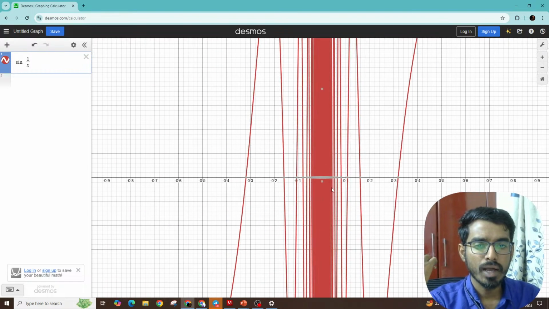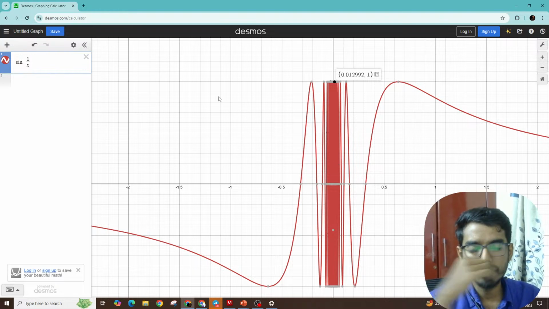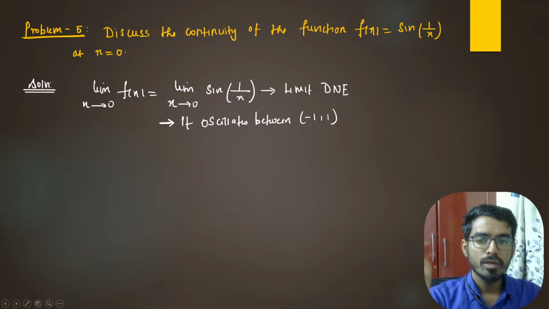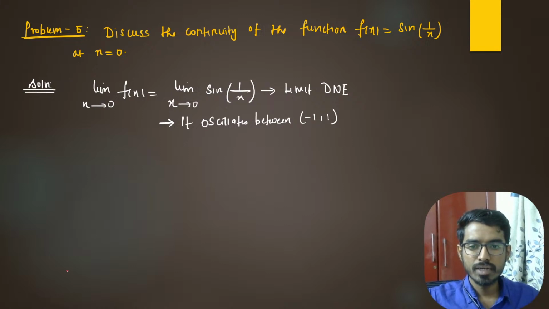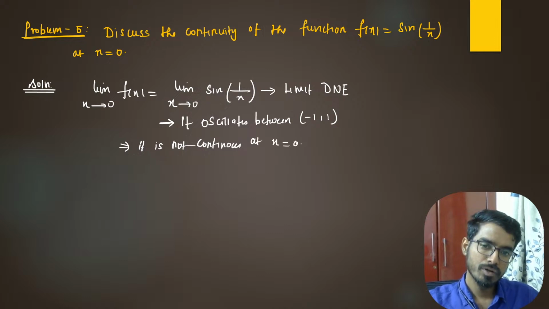Sine 1 by x at x is equal to 0 oscillates between minus 1 and 1. You can see this is minus 1 and this is plus 1. At 0, it flutters like anything. So always remember for sine 1 by x, at 0, the limit does not exist because your LHL and RHL both will flutter between minus 1 and 1. So limit x tending to 0 sine 1 by x does not exist, because the limit itself does not exist. That means it is not continuous at x is equal to 0.